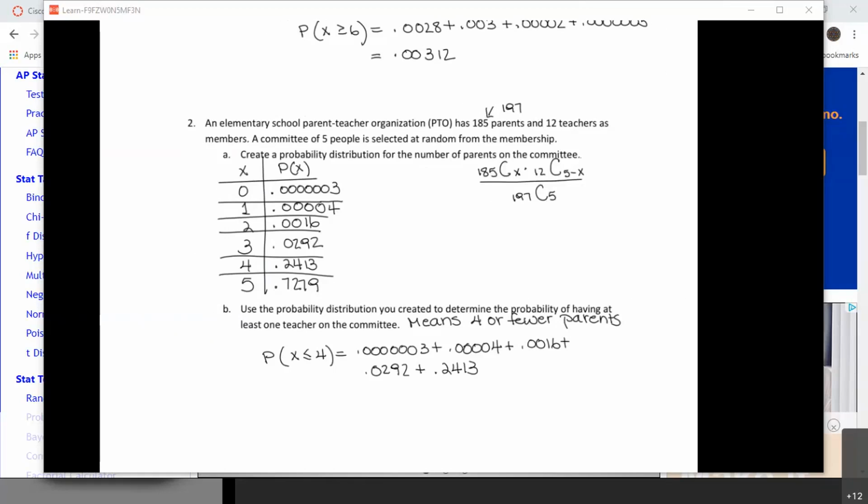Okay, and when I add those up, I get about a 27% chance that by just picking randomly, I'll wind up with one teacher on this committee. Okay, if I really want a teacher on the committee and I just want to pick somebody, okay, those are not terribly good odds. Okay, and again, it's because there are so many parents.